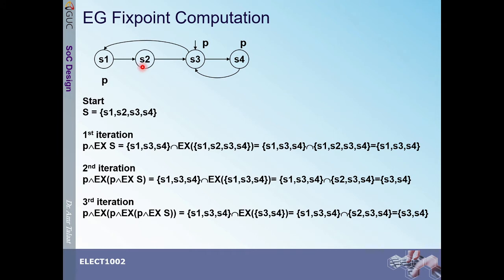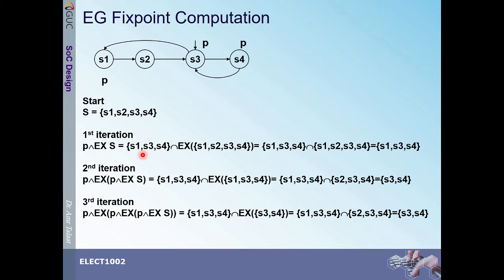We'll see this function. We will go for EG of B. So B and EX of S. B is S1, S3, S4, and S is S1, S2, S3, S4. Intersecting with EX of S1, S2, S3, S4, it's still the same. EX of S is S. Intersecting this, I'll find only B, S1, S3, S4. So it's getting smaller.